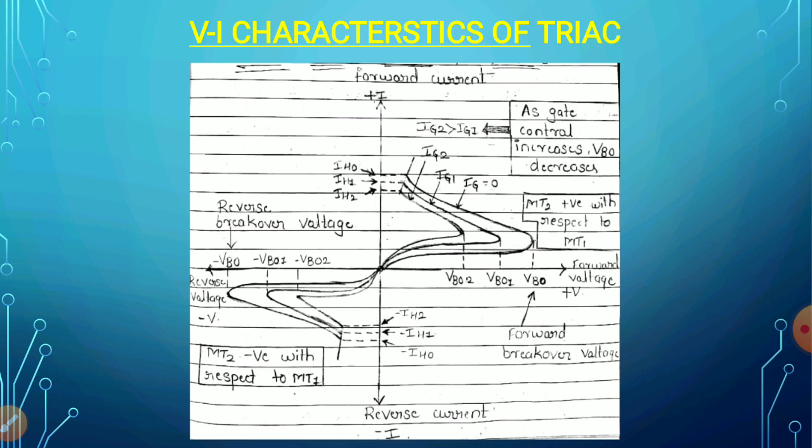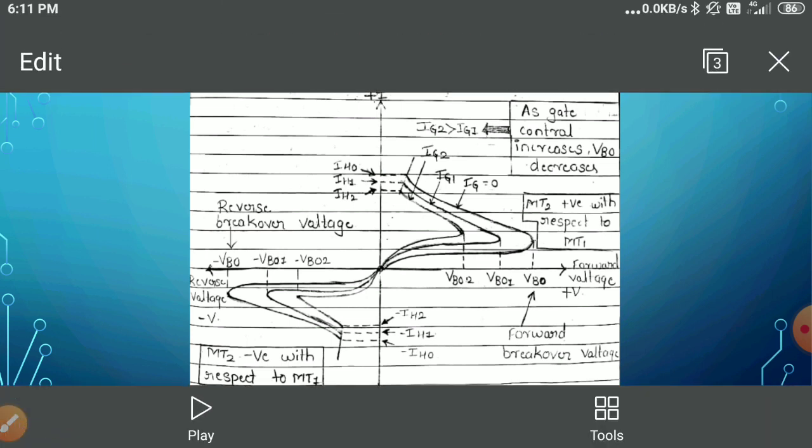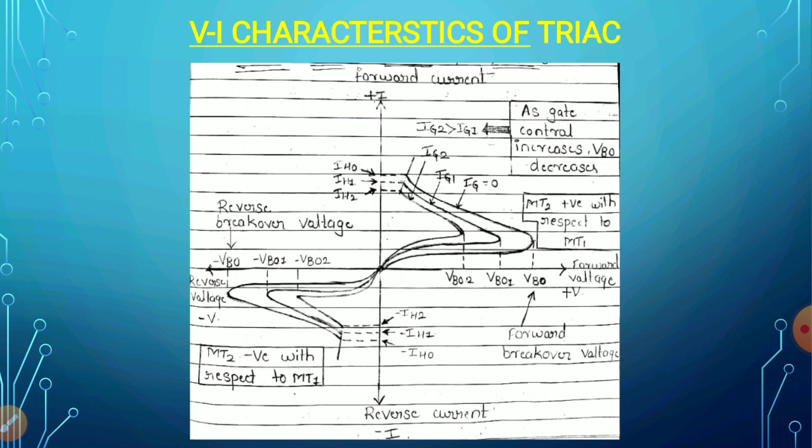This is when I make Ig equal to 0, or the gate current equal to 0, which means I have not provided any voltage to the gate terminal. Then if I provide some value for the gate terminal, you can observe from the figure that we get the same response, but the only difference is that the forward voltage VBO when the gate is open is high compared to the value of VBO when I apply a certain gate value.